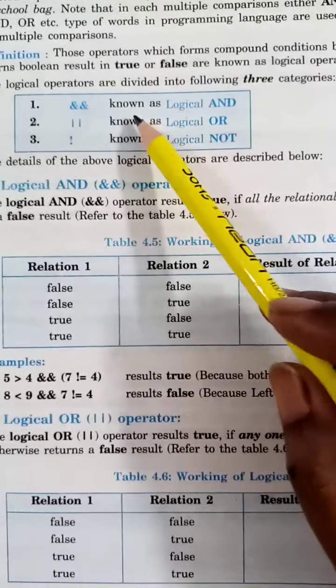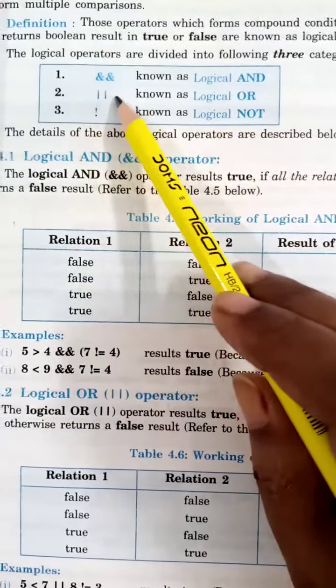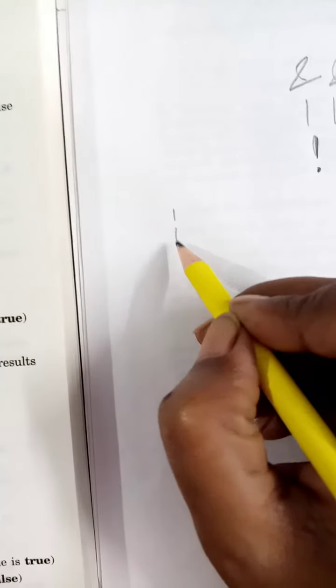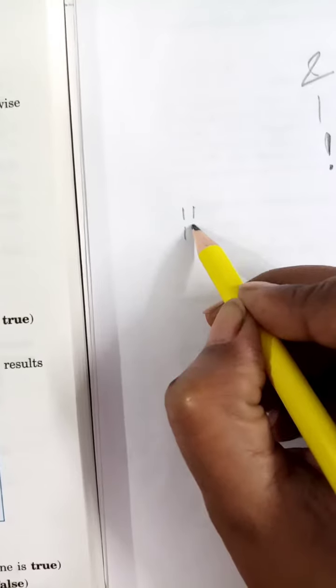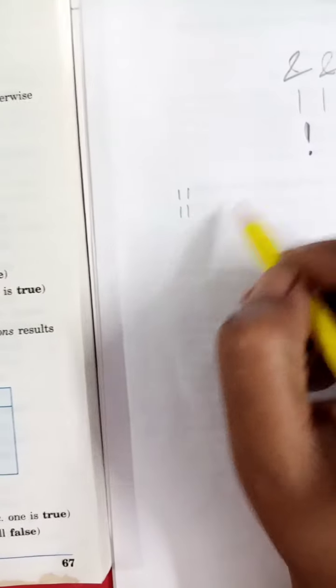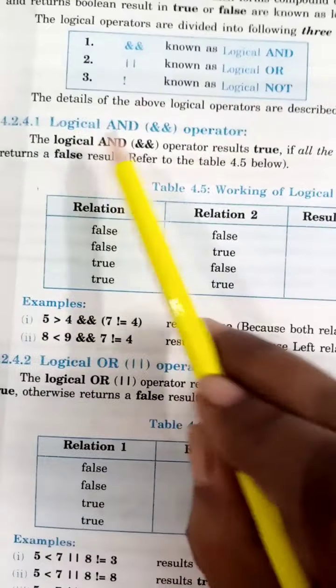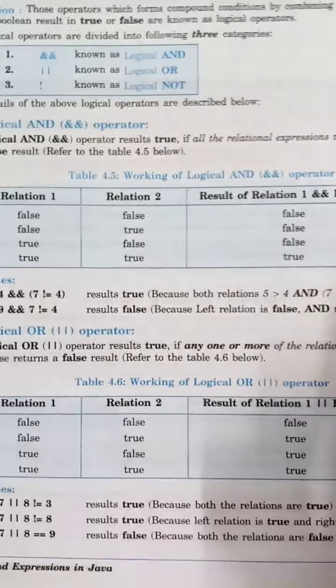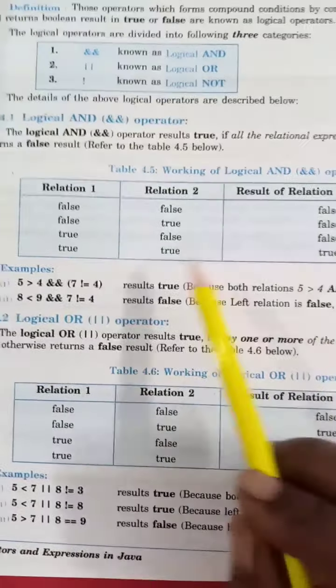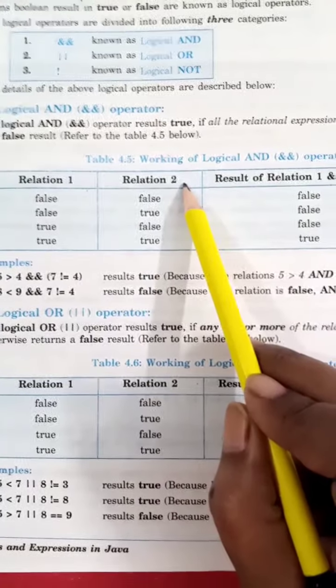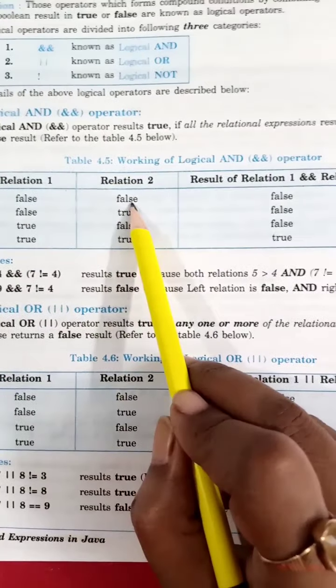So logical AND and logical OR. This is actually the pipe symbol like this on your keyboard. You will be using this two times for logical OR, and it will appear like this on the screen. Then the logical AND operator. As I told you, condition 1, condition 2. If both are false, the result will be false.